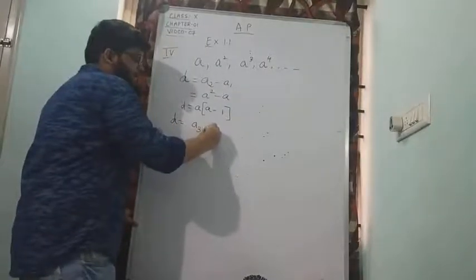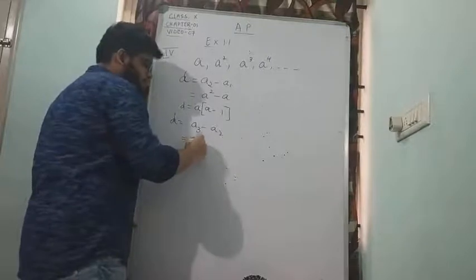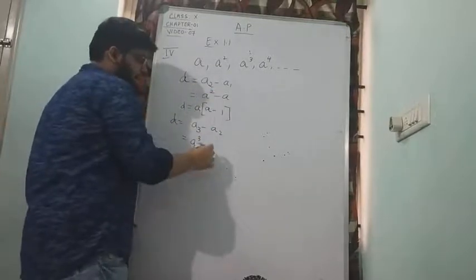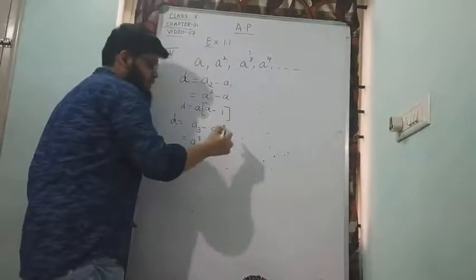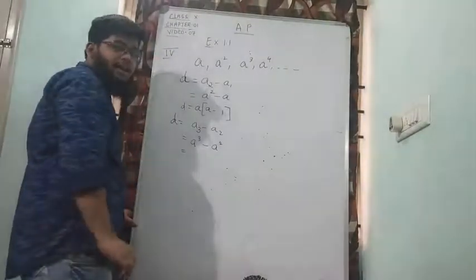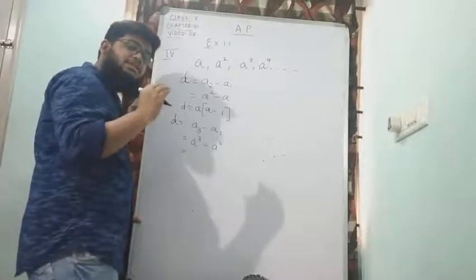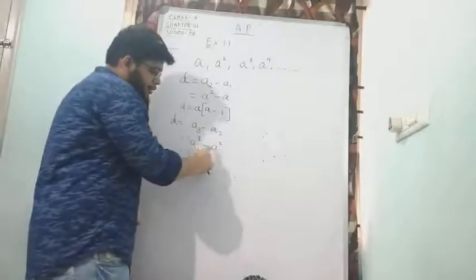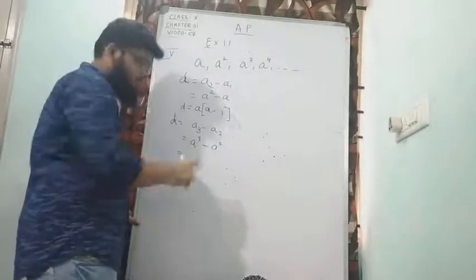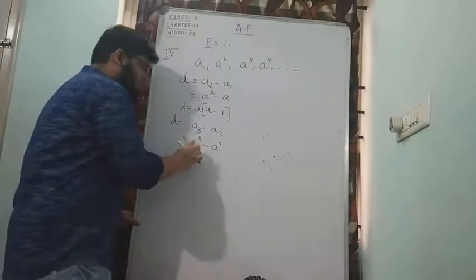D is equal to A3 minus A2. A3 is A cube minus A square, A2 is A square. So again, what we have to do is, let us take out common. And how do we take out common? You always take out the number that has the smallest power. Now out of A cube and A square, which is smaller, definitely A square. So I will take out A square common and A cube.